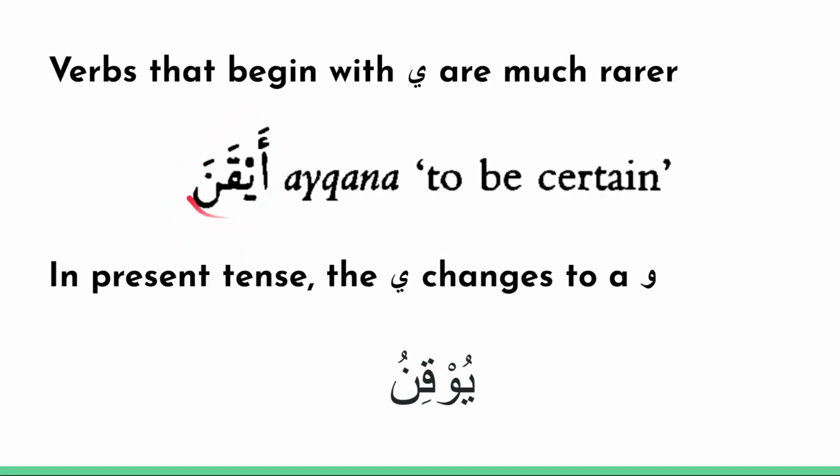And this is actually a form 4 verb. If you don't remember what a form 4 verb is, you can go back to lesson 16 where we looked at all of the different derived verb forms. So this is a verb like aslama, for example, just like salima becomes aslama, yaqana becomes ayqana. So it means he was certain. Now in the present tense, this ya actually changes to a waw. So instead of it being yuqinu, it becomes yuqinu. Yuqinu. Okay, he is certain.